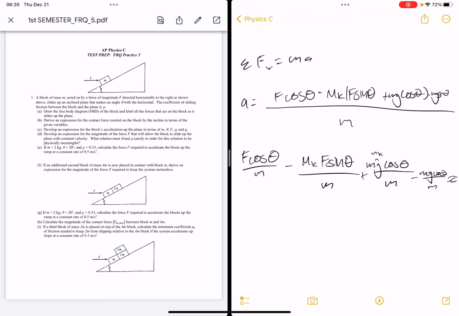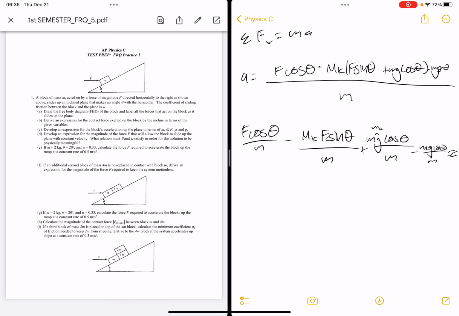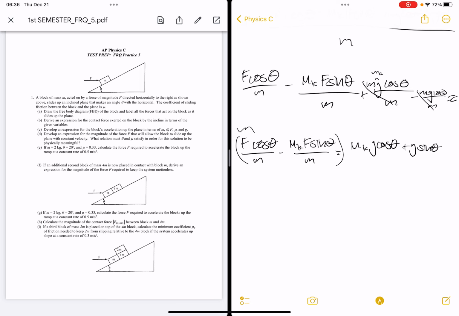Okay. So I'm going to put these two together. So F cosine theta over M minus mu k F sine theta over M. And I'm going to move these over to the other side while canceling the M's. So this one's mu k g cosine theta plus g sine theta. I'll multiply the whole thing by M. Oops. By M. So we're going to get F cosine theta minus mu k F sine theta equals M mu k g cosine theta plus Mg sine theta.